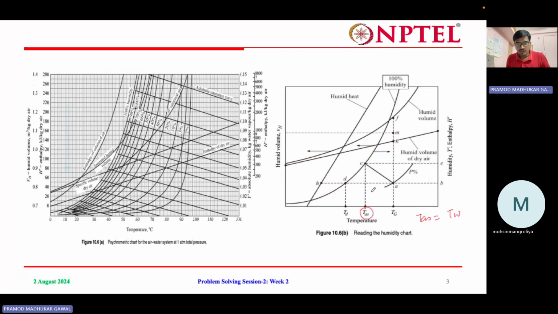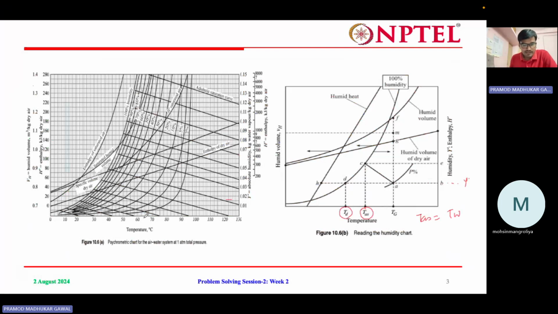So at a particular dry bulb temperature and humidity, we have to draw a straight line to 100% humidity, then draw the line downward toward the x-axis. That's the dew point temperature.